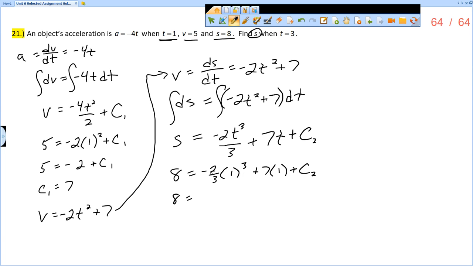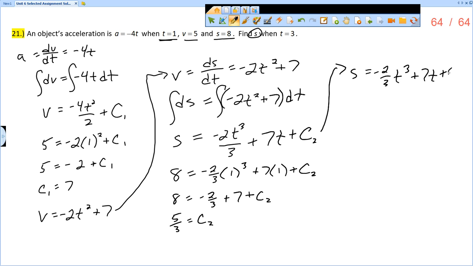All right, so 8 is negative 2/3 times 1 cubed. That's negative 2/3 plus 7 plus c sub 2. All right, so I'm going to subtract 7. So if I subtract 7, I get 1. Then I'm going to add 2/3. So I get 1 and 2/3 or 5/3. So 5/3 is c sub 2. So that means the s equation is, let's see, negative 2/3 t cubed plus 7t and then plus 5/3.